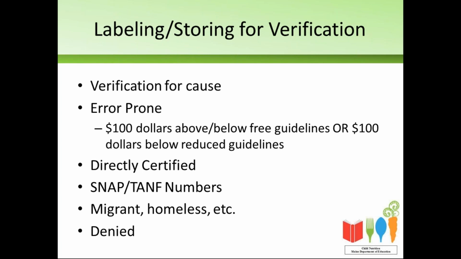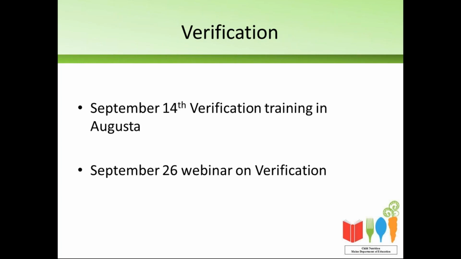Directly certified students are not required to be verified. SNAP and TANF numbers, categorical applications, can be part of the verification process and are used in determining the sample size. Migrant, homeless, those children are not eligible to participate in the verification process. You did not receive information from the family. You received information from your coordinator or your liaison. Once again, a denied application is not part of the verification process.